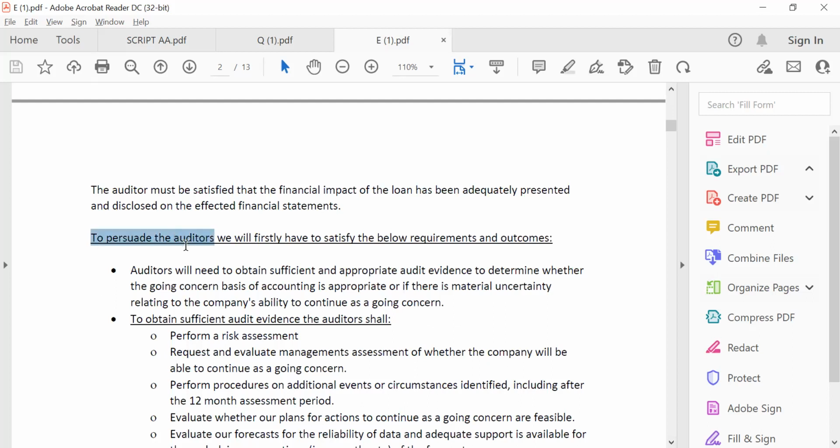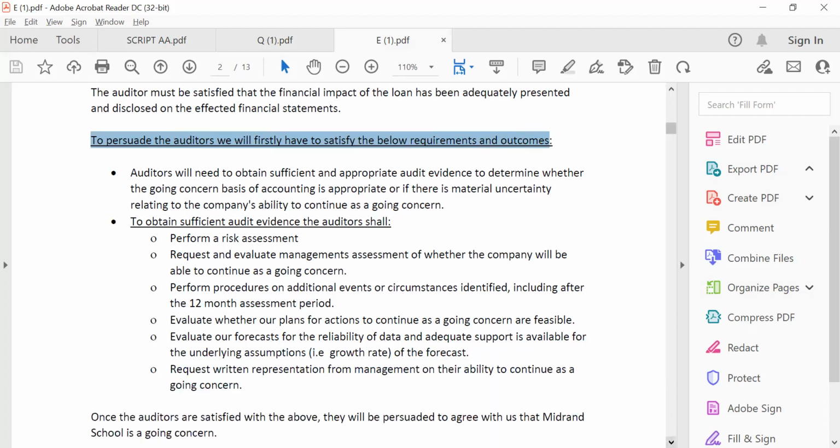Then, if we look at what evidence would be needed to be given to the auditors, the candidate really gets that consideration correctly, because you can see here, they tell us everything that the auditors would need to actually do in order to conclude on the going concern status of the entity.